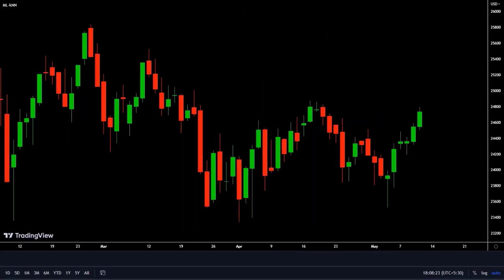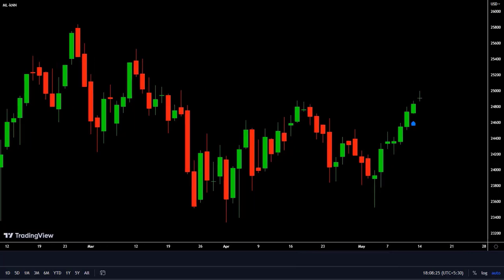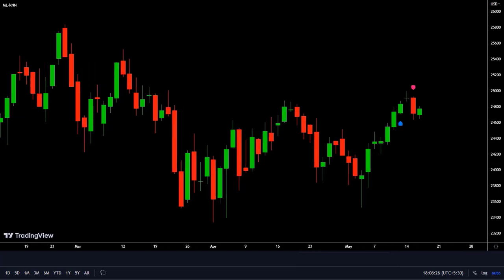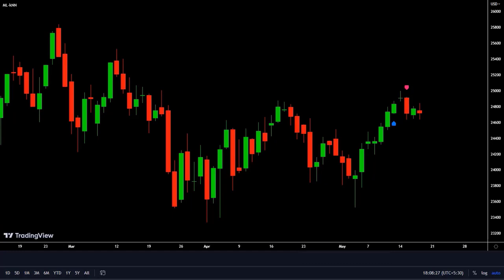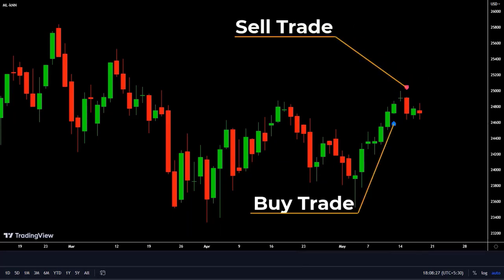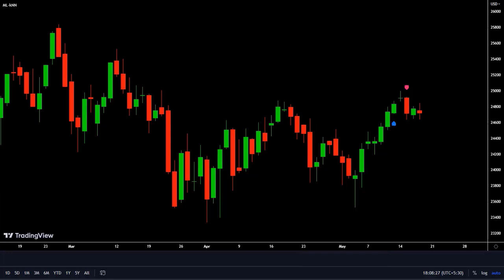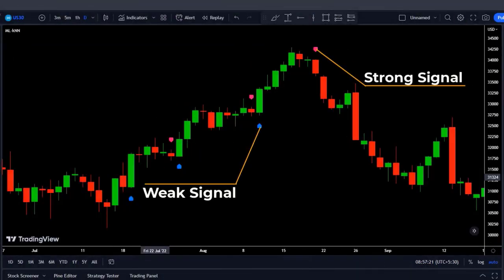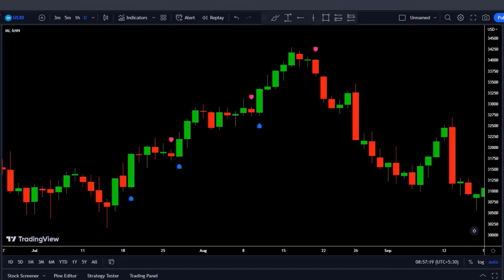However, you do have to wait for the candle bar to close before you can consider a signal to be valid. It is also very simple to read. The indicator basically prints blue and pink labels, which are buy and sell signals. Depending on the strength of the signals, labels may have lower or higher opacity. Of course, we cannot use this indicator on its own as this will lead to a lot of false signals.